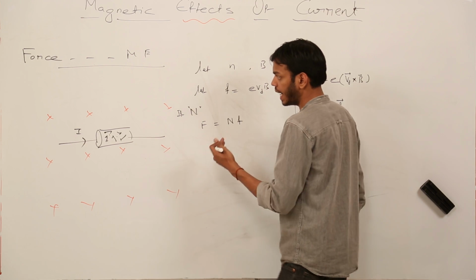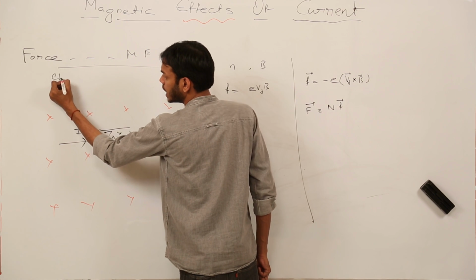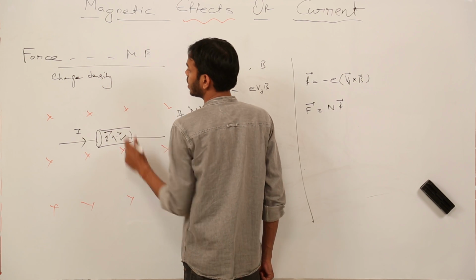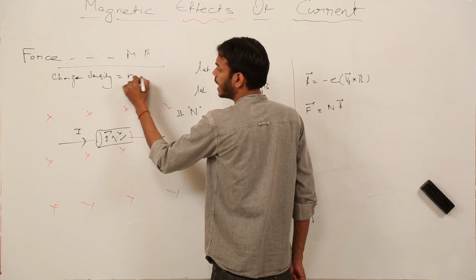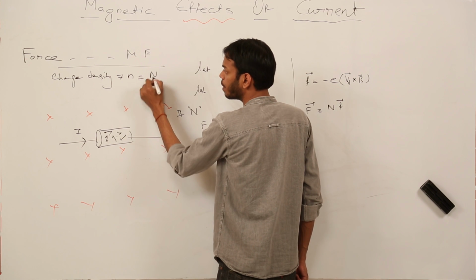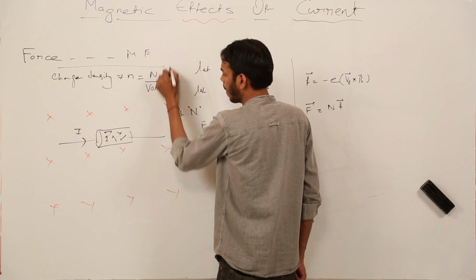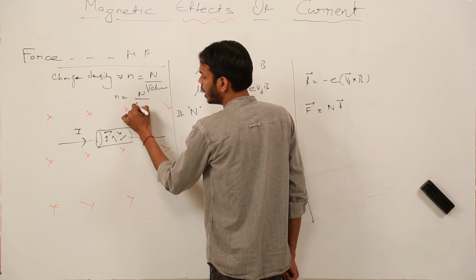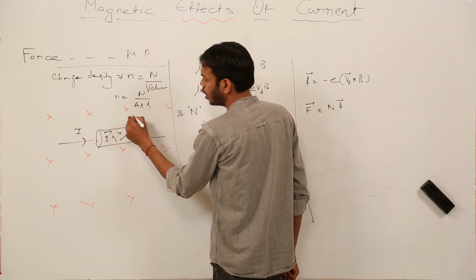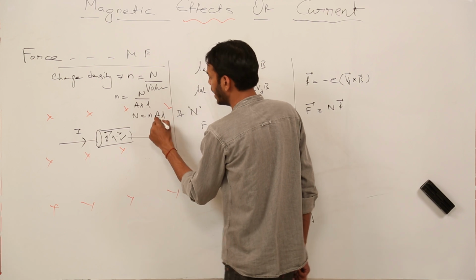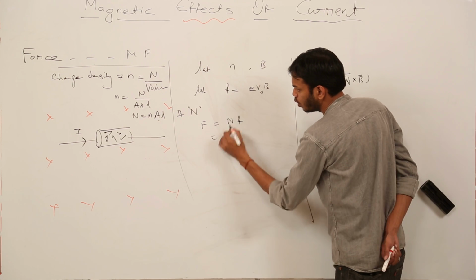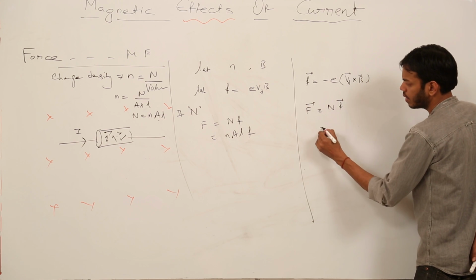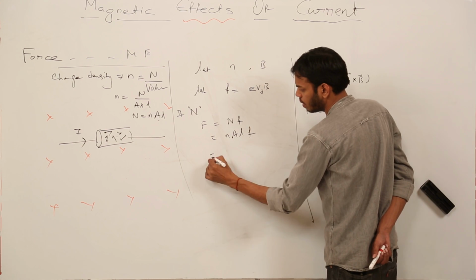So to know that, we have another term which is called charge density, and it is what? Small n. This is the total number of charges flowing per unit volume. So small n is N upon area of cross section into length, that is volume. Total is small n A L. So using that, small n A L into F, I'll do this thing later on.